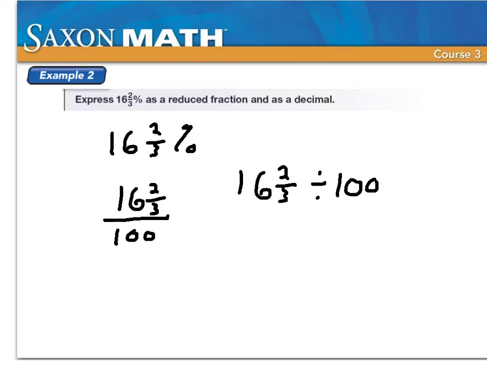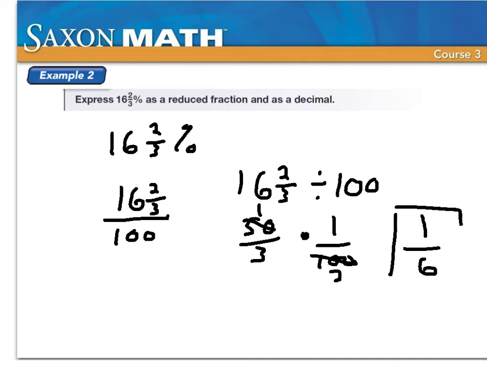Okay? Well, remember, when we're dealing with fractions and we're doing division, we need to multiply by the reciprocal. So the first thing I need to do is convert this to an improper fraction. That's going to be 50 over 3, because 3 times 16 is 48, and 48 plus 2 is 50 over 3. And then we're going to multiply this by the reciprocal of 100, which is 1 over 100. And after some cross-canceling, 50 and 100 will reduce to 1 and 2. And after multiplying across, we're going to get 1/6. So there is 16 2/3% as a reduced fraction.